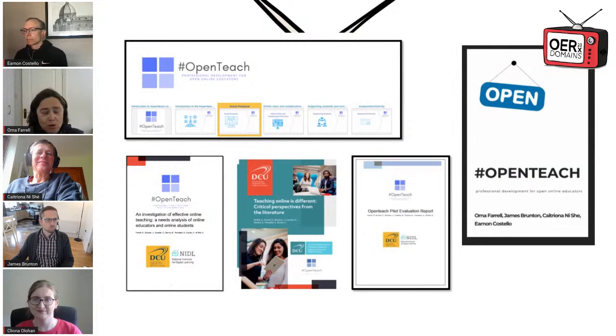So here are all the outputs in one beautiful picture. The top one there is the course. And you can see the different reports. And on the far right, we have the open textbook.